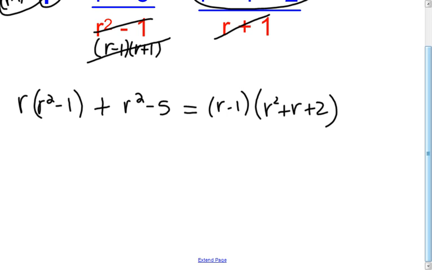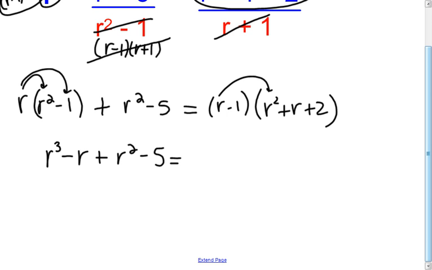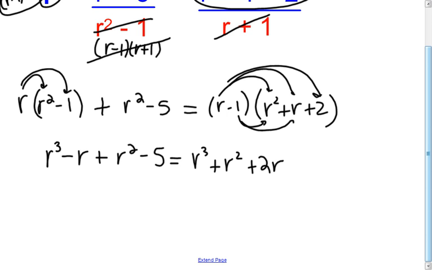All right, here we go. Now, we need to distribute here, and so when we do that, I distribute this through, and I get r cubed minus r plus r squared minus 5 equals. Now, on the right, you get to take the r and put it all the way through first. So distribute that. And when I do that, I have r cubed plus r squared plus 2r. Now I need to take the negative 1 all the way through. So then I have negative r squared minus r minus 2.